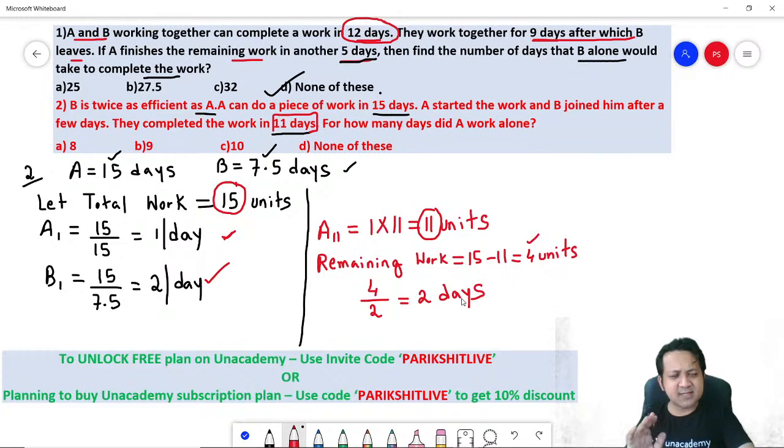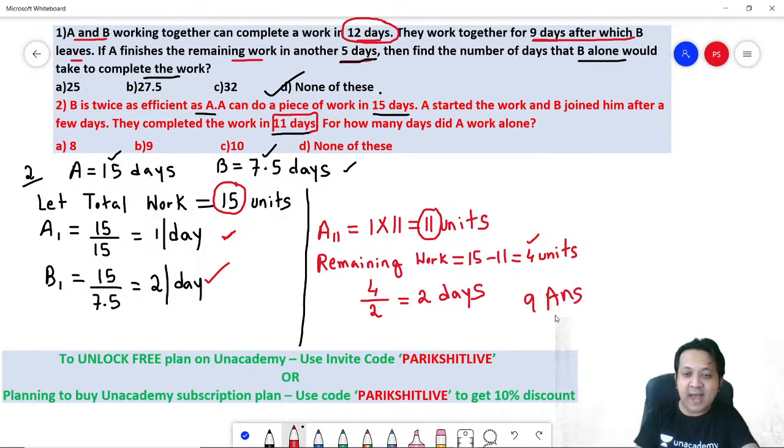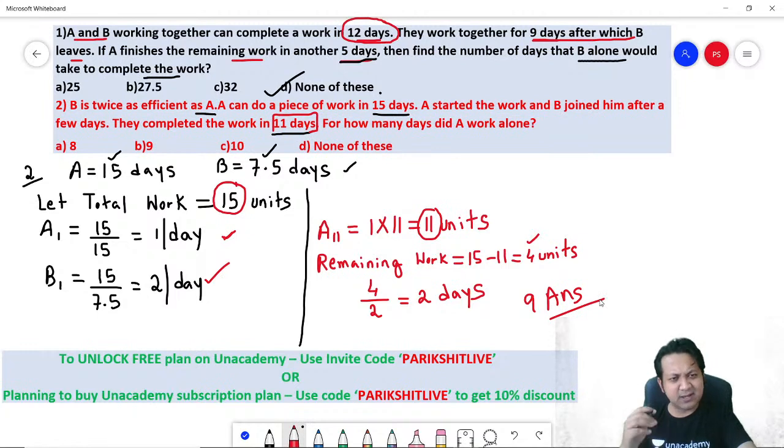Question is, for how many days did A work alone? Entire work gets completed in 11 days. B works for 2 days. That's what we just calculated. So obviously, A must have worked alone for the remaining 9 days. How did I get the 9? Total 11 minus the days for which B worked, 2. So 11 minus 2, answer is 9, got it? Easy one, provided you think logically. So the chapter is very easy, provided you think logically.